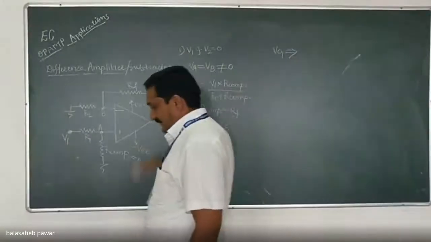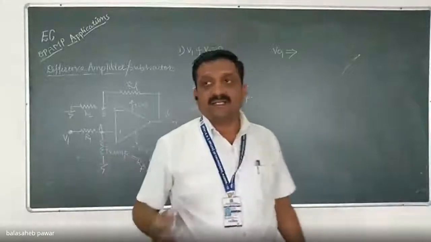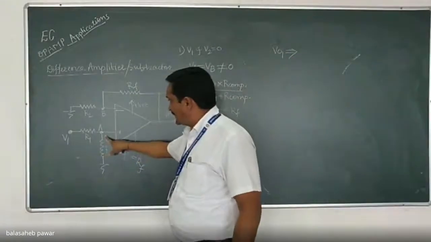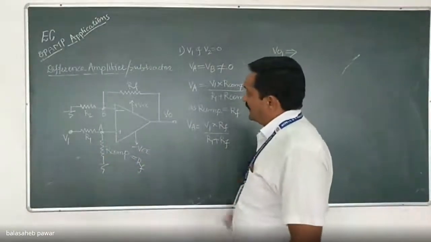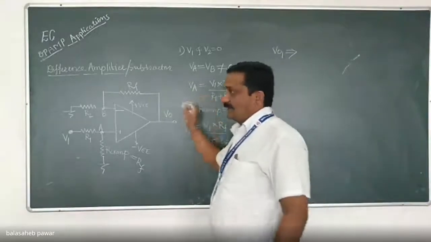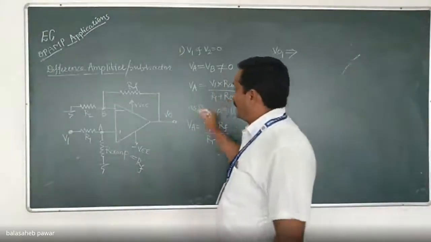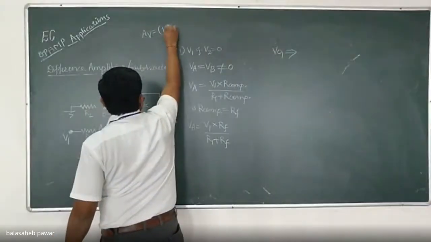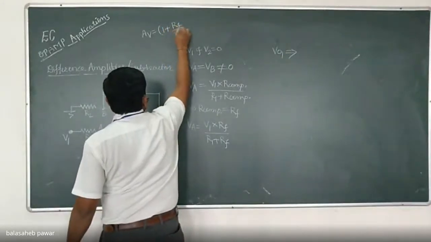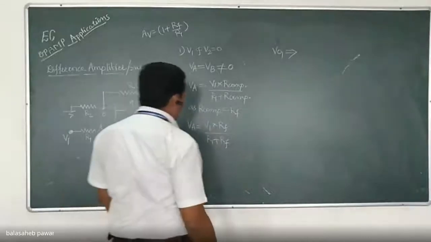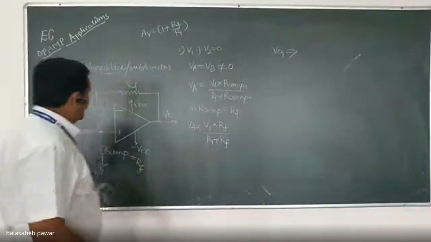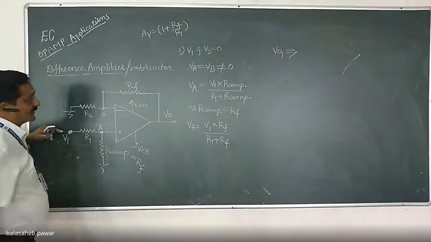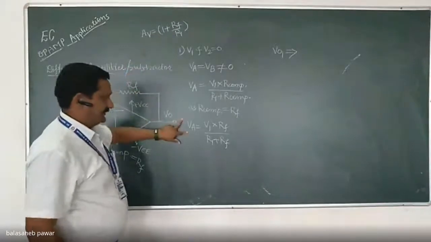VO1 is nothing but the output voltage obtained by the application of input signal V1 only. By that V1, there will be a node voltage VA. So this circuit looks simply like a non-inverting amplifier. For a non-inverting amplifier circuit, what is the gain? The closed loop gain, we already derived it, is 1 plus RF by R1. So the obtained output voltage VO1 by the first input signal is equal to 1 plus RF by R1 times VA.